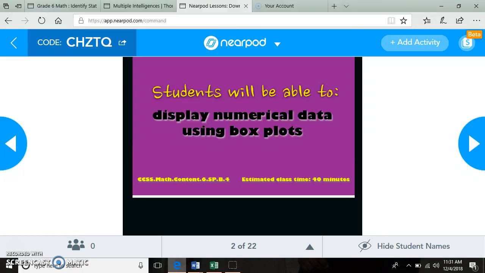And today's podcast will be about displaying numerical data using box plots. So this means by the end of this podcast, you guys should have a general idea and understanding of how to display numerical data using box plots. So let's begin.